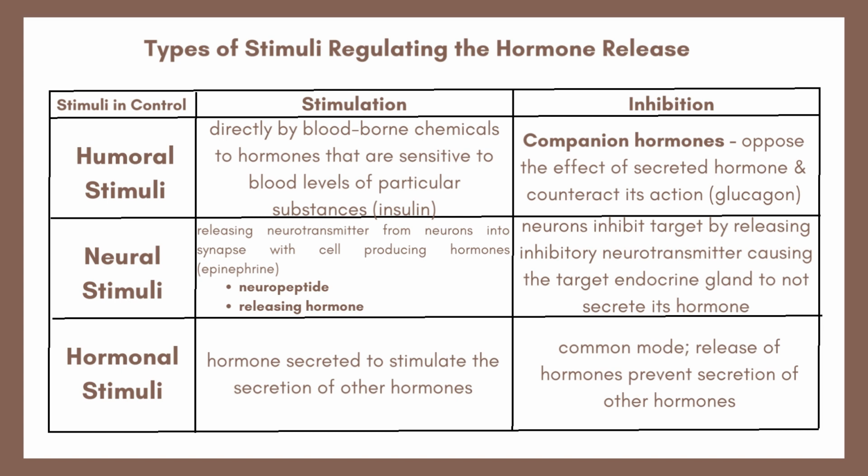The last type of stimuli regulating the hormone released is the hormonal stimuli. It refers to the release of a hormone in response to another hormone. A number of endocrine glands release hormones when stimulated by hormones released by the other endocrine glands. For example, the hypothalamus produces hormones that stimulate the anterior portion of the pituitary gland. The anterior pituitary in turn releases hormones that regulate hormone production by the other endocrine gland.